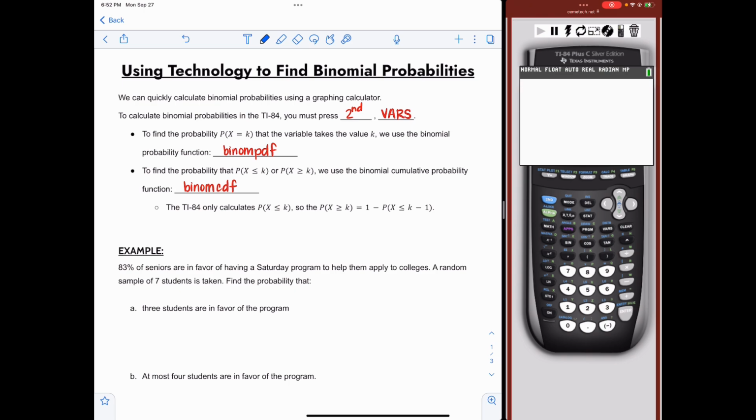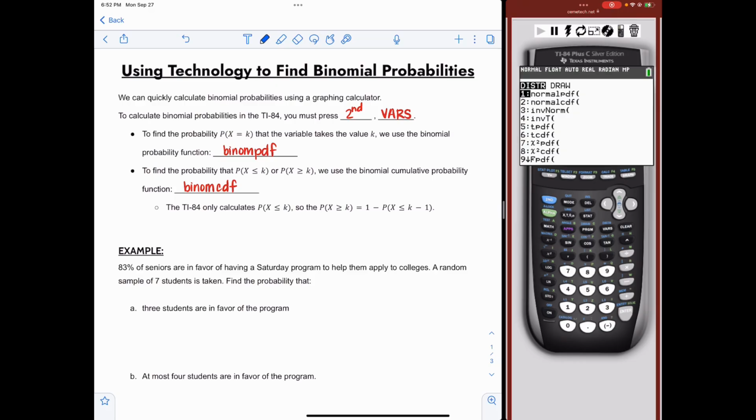But I'm going to show you how to use the calculator so that you won't have to type in a whole bunch of formulas or equations. So we can quickly calculate binomial probabilities using the graphing calculator. To calculate binomial probabilities on the TI-84, you must press second vars. That will take you to the distribution menu.